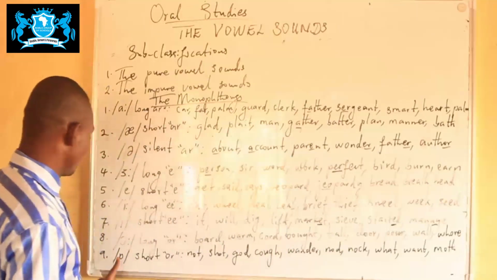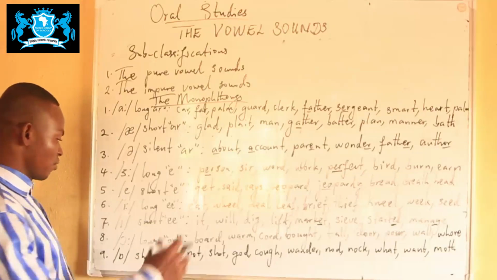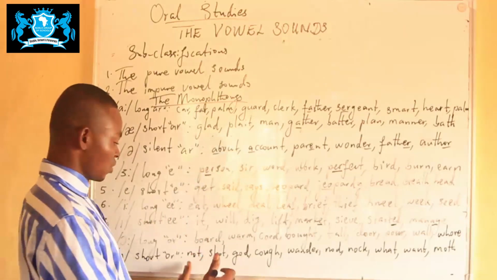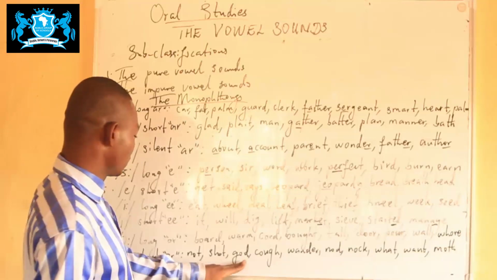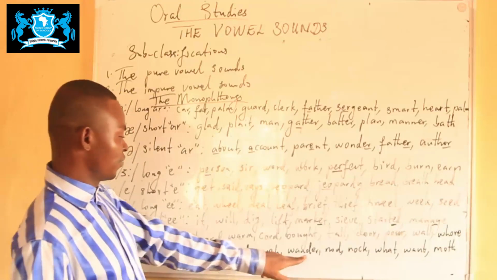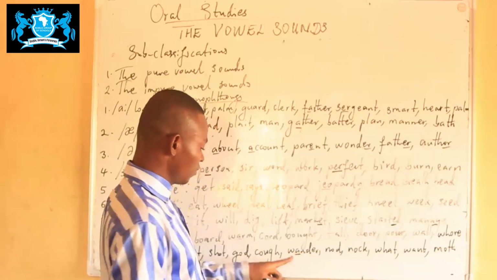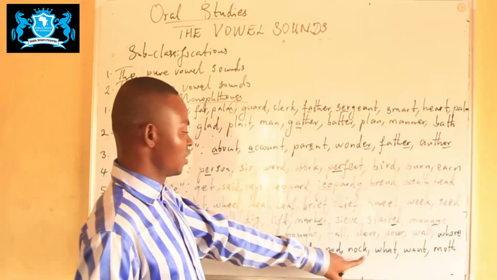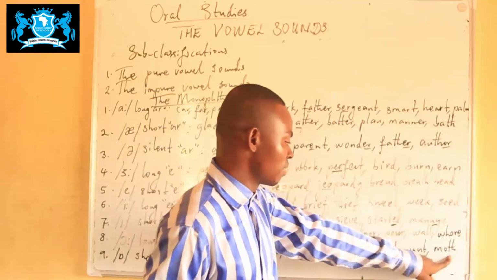Next, we have the short or sound. The word examples are nuts, shots, God, cough, wonder, which we find here. Wonder, nod, knock, what, want, and month.